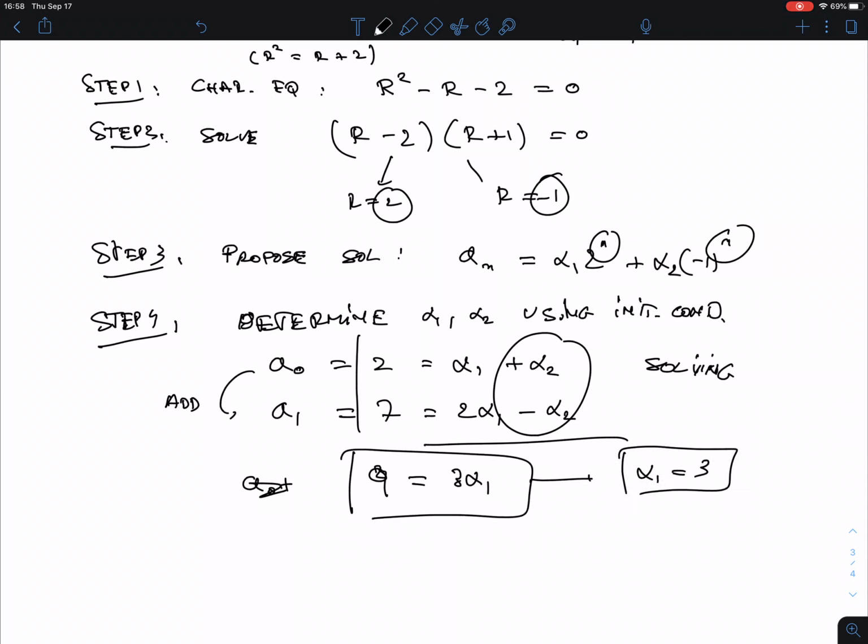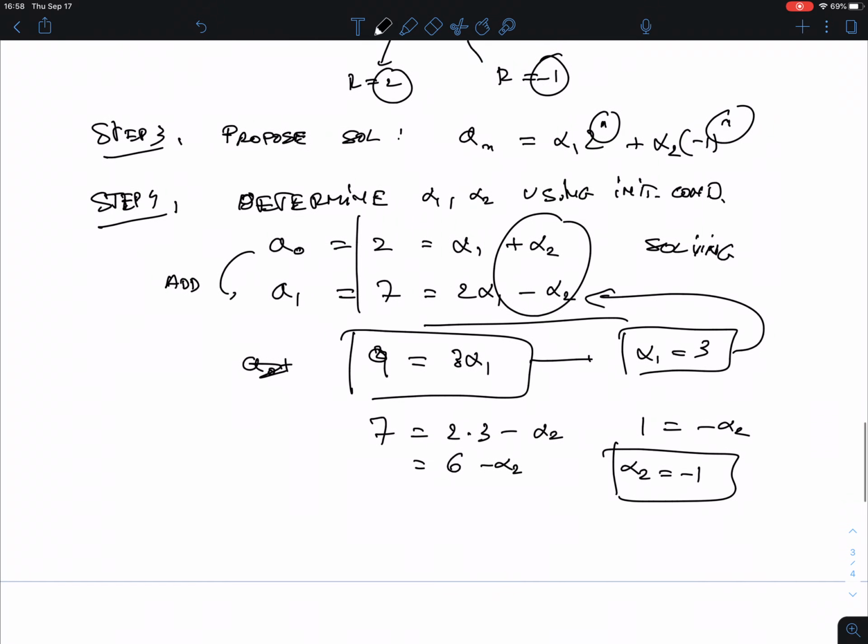And once you have one, you plug it into one of the previous equations. So I can plug it in here: 7 is 2 times 3 minus alpha 2. That is 6 minus alpha 2. If I bring this to the other side, 1 is equal to minus alpha 2. So alpha 2 is equal to minus 1.